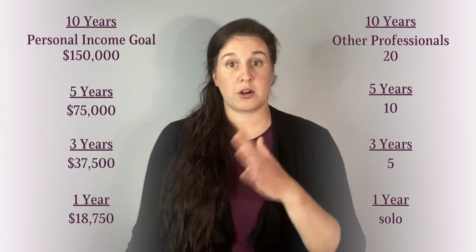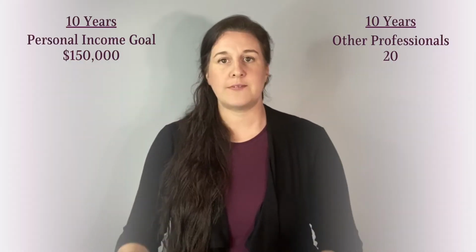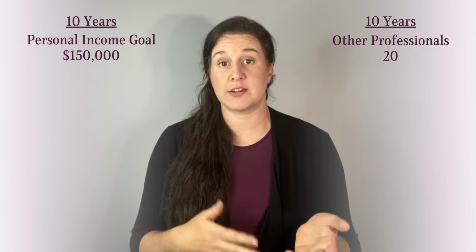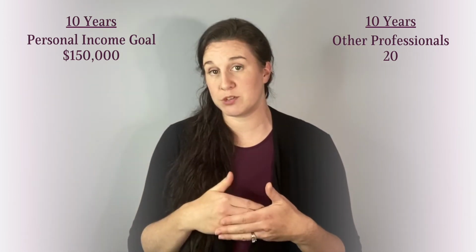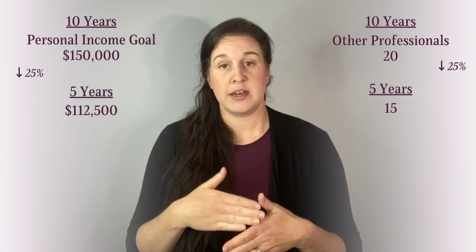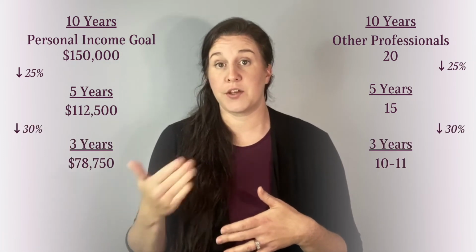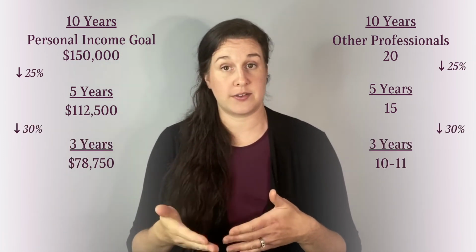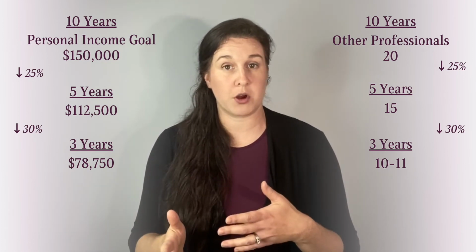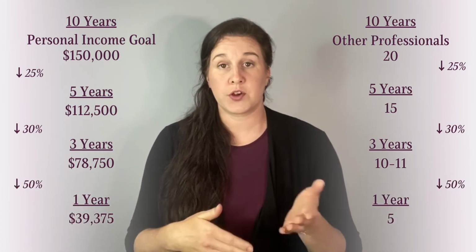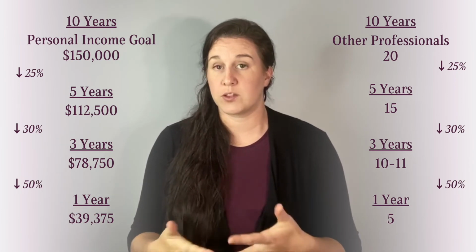Now, some of you may balk at the 1 year number, and I totally get it. So let's look at our option number 2 to break this down for what's a bit more of a realistic business journey where the growth is a bit faster in the beginning and slows down as the years progress. If at 10 years your personal income goal is $150,000 with 20 professionals, we'll reduce that by 25% to be $112,500 and 15 professionals at the 5-year mark. Then a 30% reduction at $78,750 and 10 to 11 professionals at the 3-year mark. Then a 50% reduction to $39,375 and 5 professionals at the 1-year mark.